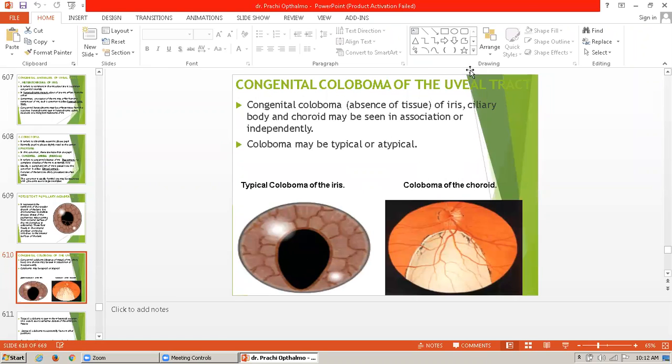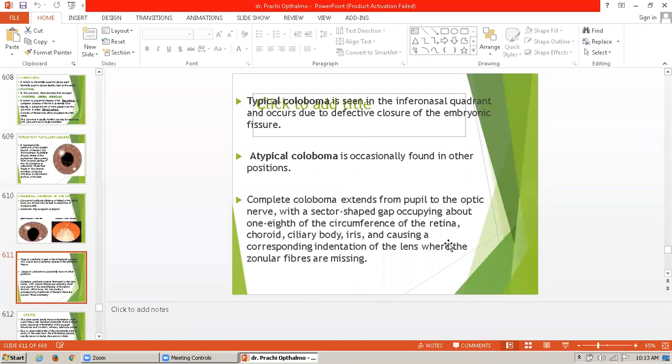Then congenital coloboma of the uveal tract. Congenital coloboma, that is the absence of tissue of the iris, ciliary body and choroid, may be seen in association or independently. Coloboma may be typical or atypical. Typical coloboma of iris and this is a coloboma of the choroid. Typical coloboma is seen in the inferonasal quadrant and occurs due to defective closure of the embryonic fissure. An atypical coloboma is occasionally found in other positions.